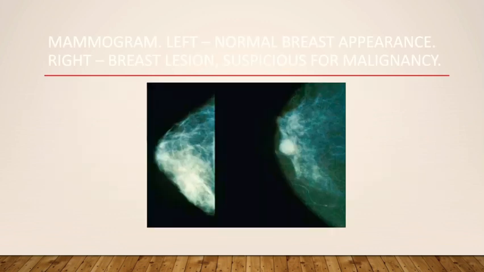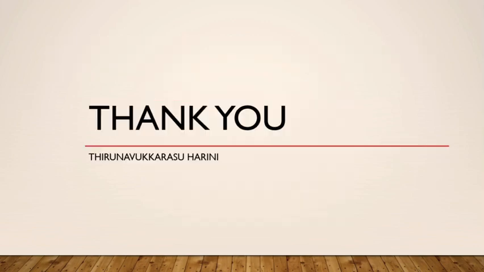Here we can look at the mammogram. On the left side, is the normal breast appearance. On the right side, we can see a breast lesion suspicious for malignancy.